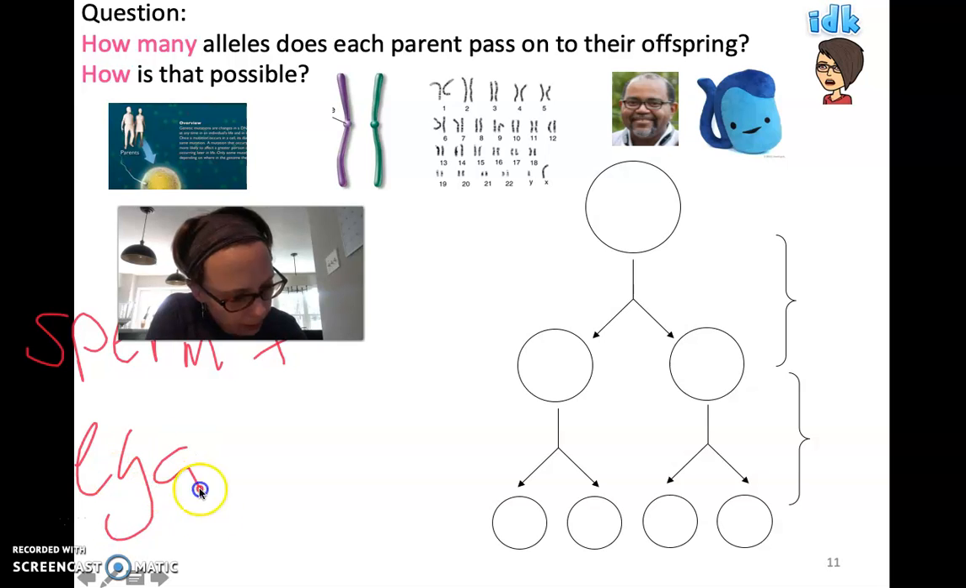Sperm and egg cells. Okay, so all of these cells down here are going to be sperm. It's not like these 2 are sperm and these 2 are egg. Dad can't make eggs, so he's only going to make sperm cells.